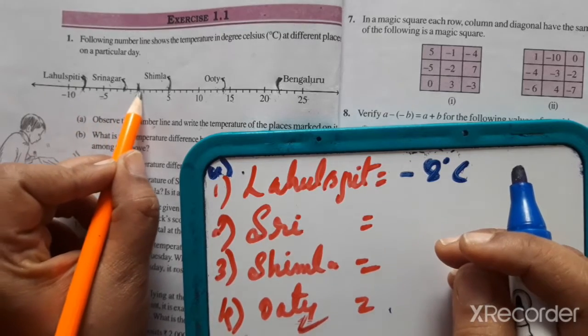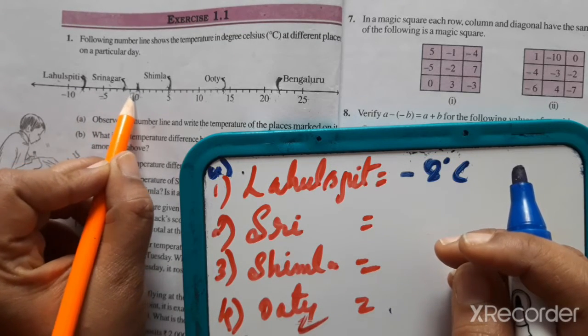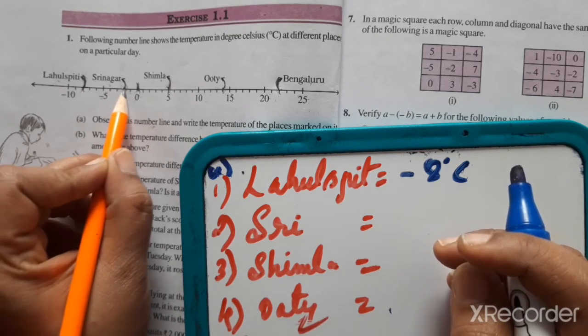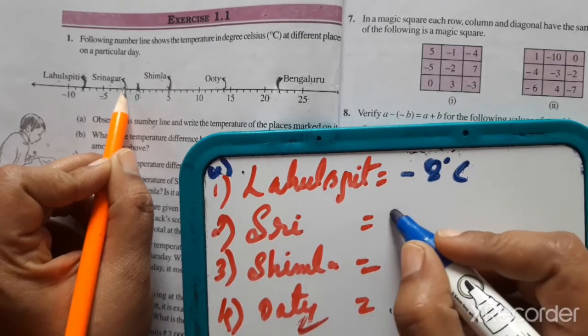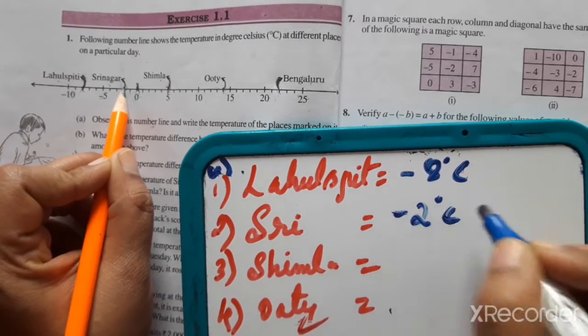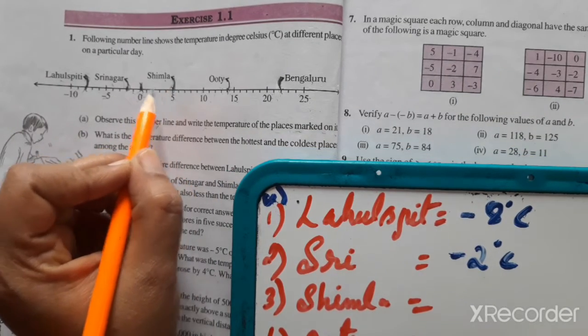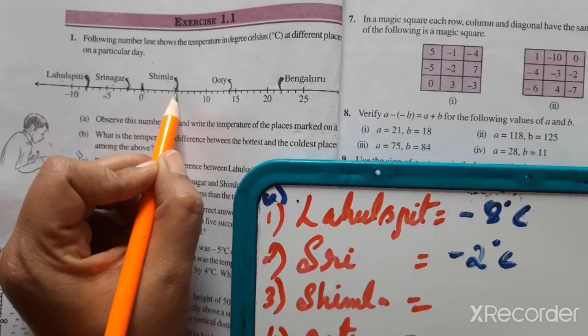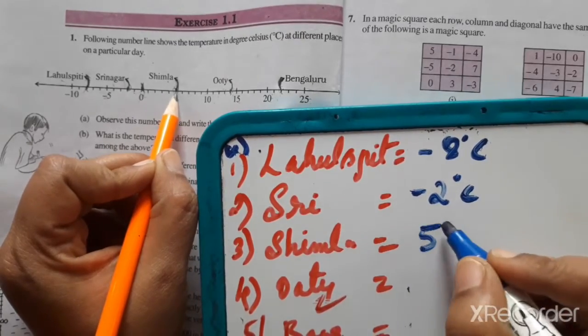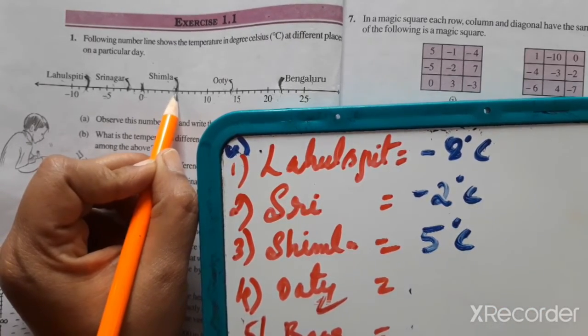Okay, then what is the temperature of Srinagar? Srinagar, so here 0, 0 means minus 1. After minus 1, minus 2. So what is the temperature of Srinagar? Minus 2 degrees Celsius. Then Shimla's temperature. So exactly on positive 5, they have given Shimla's temperature. So we can write Shimla's temperature is positive 5 degrees Celsius.